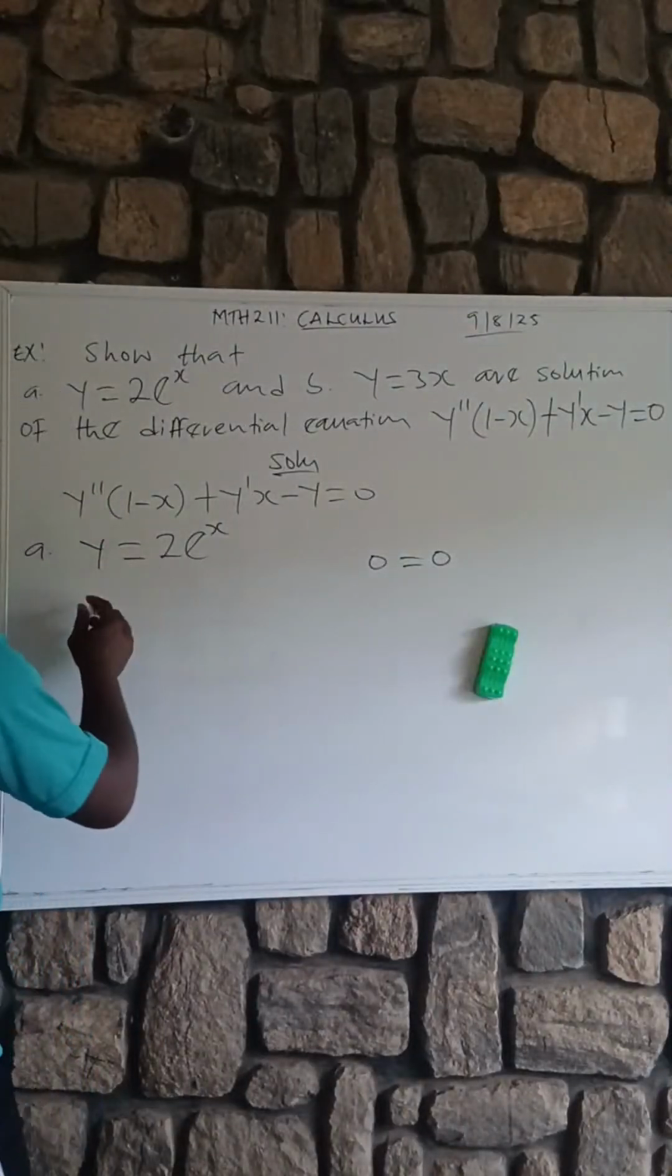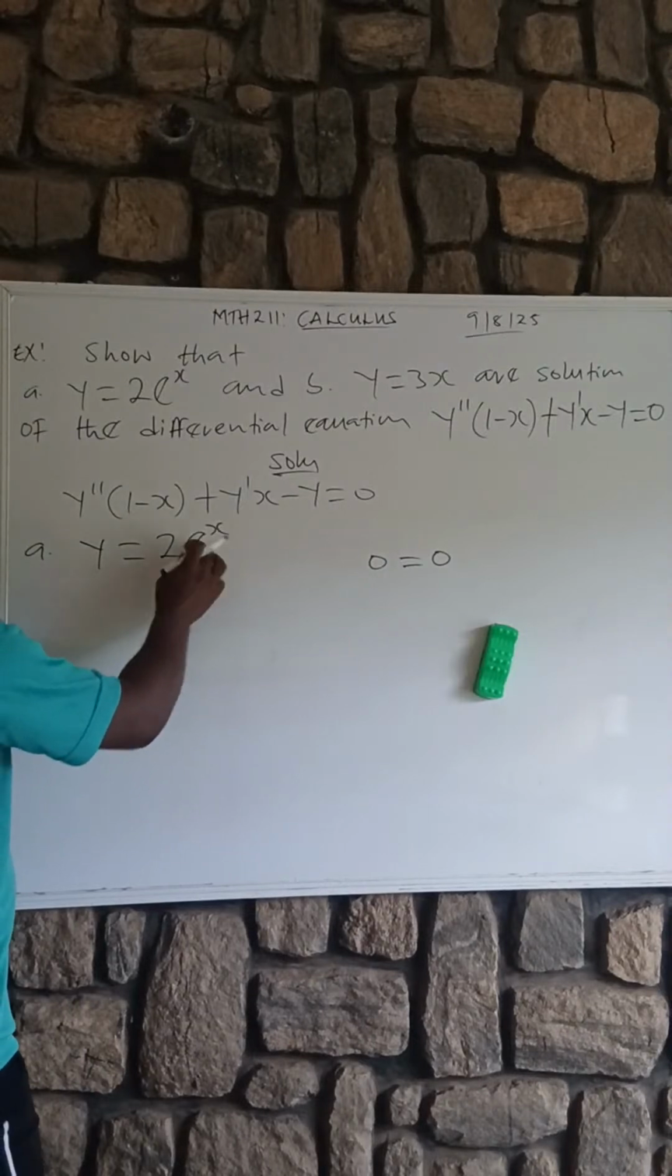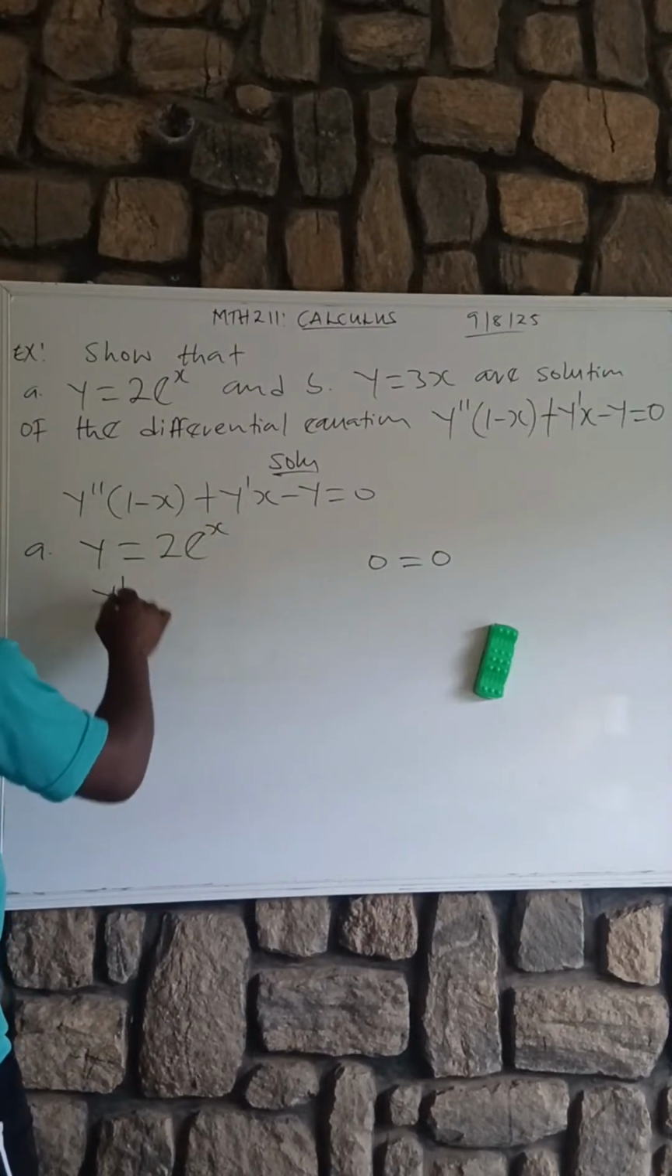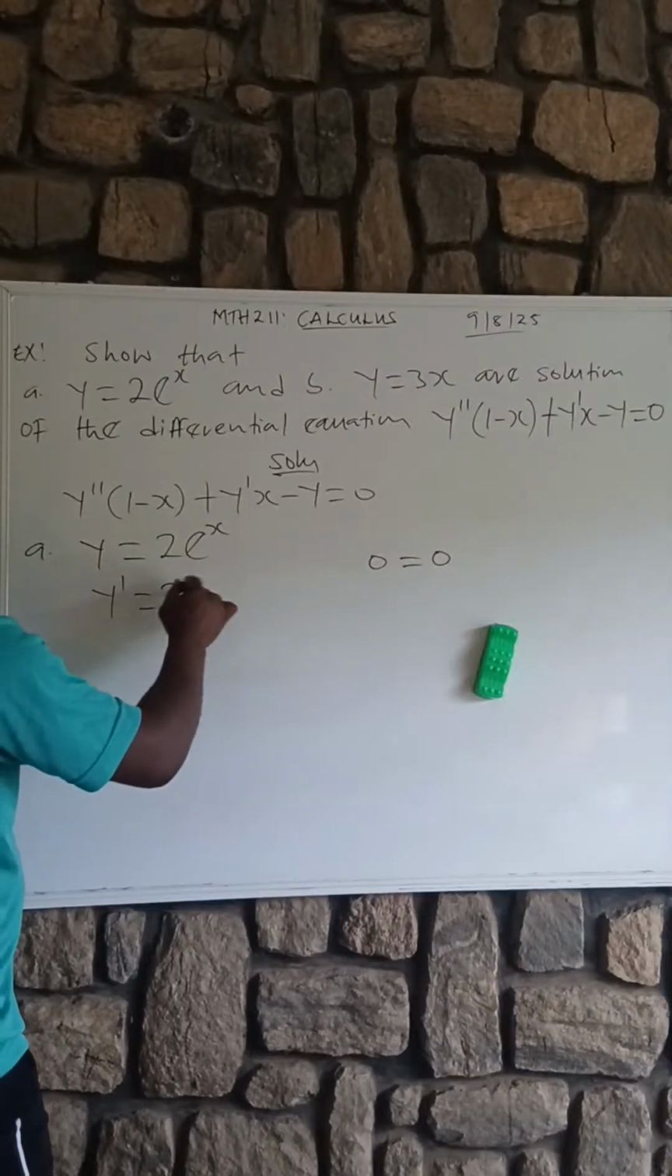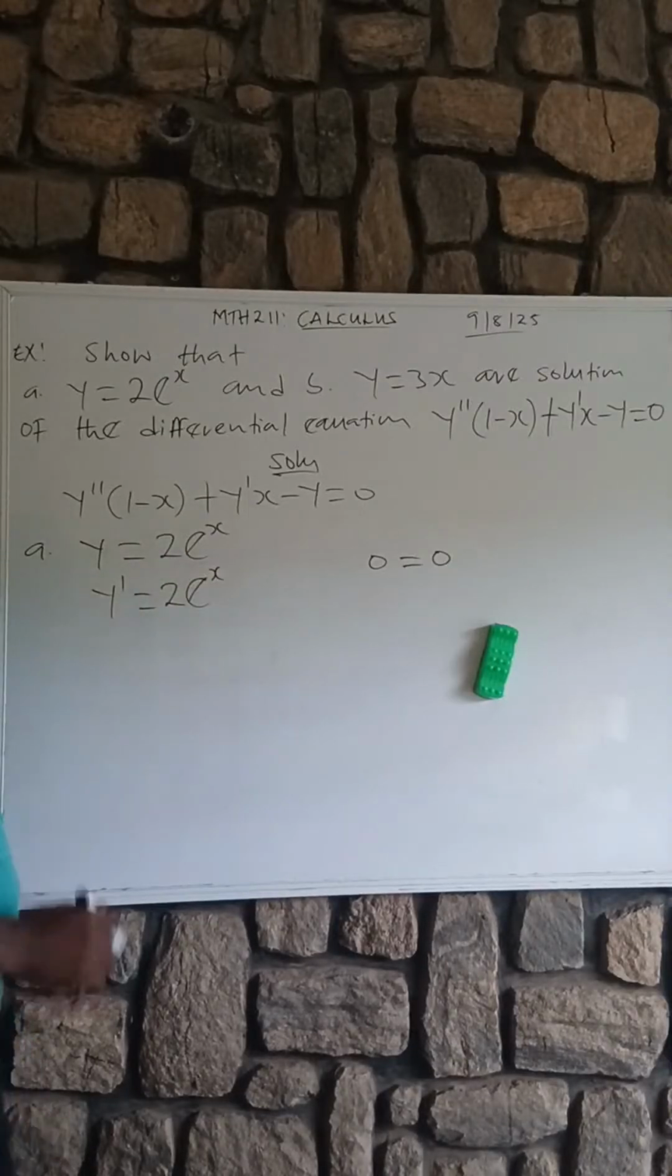So let us differentiate. If we differentiate 2 exponential x, our y prime will still be the same thing as 2 exponential x. True or false?